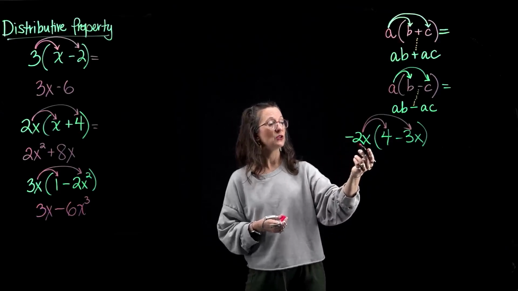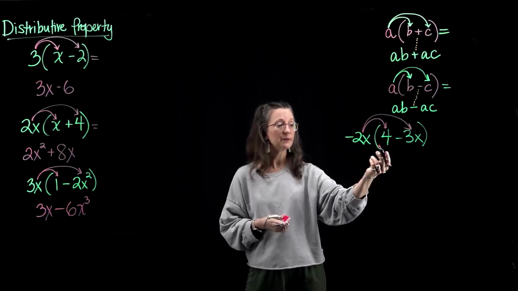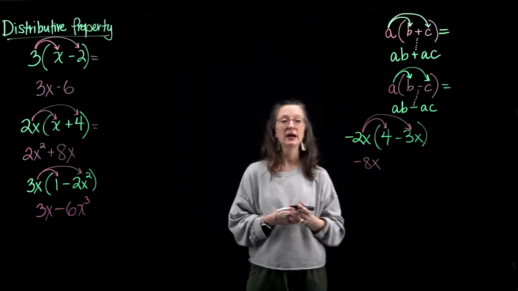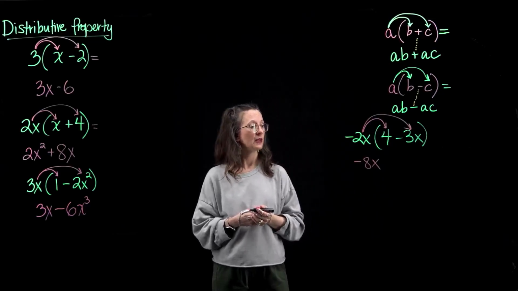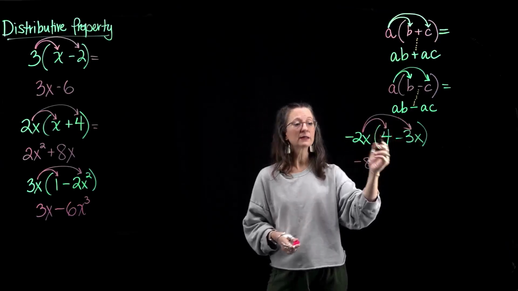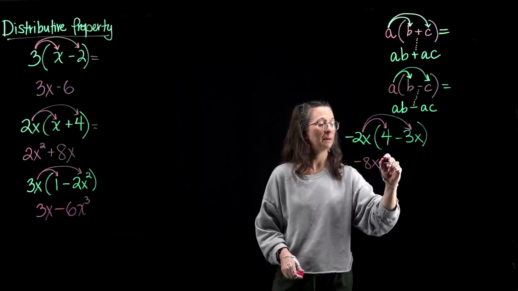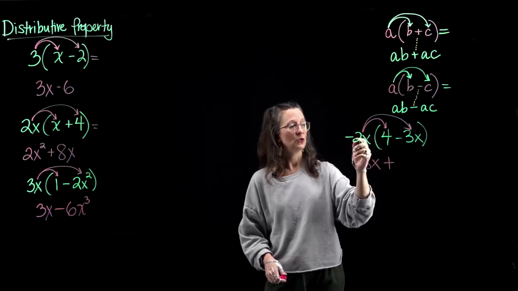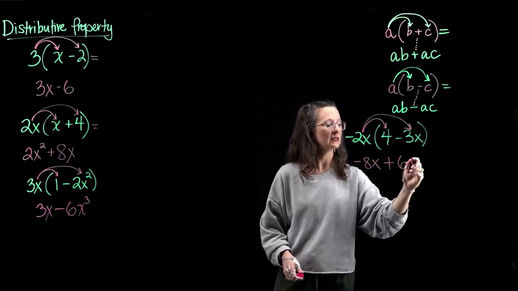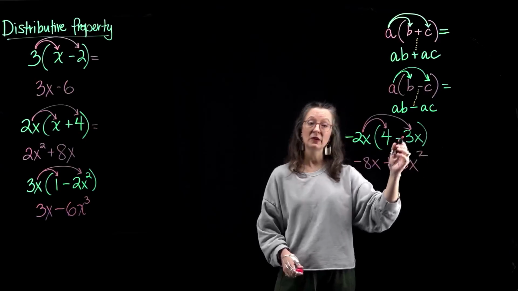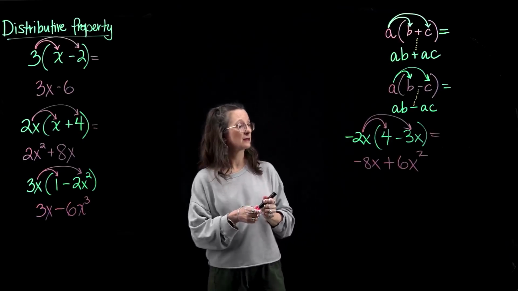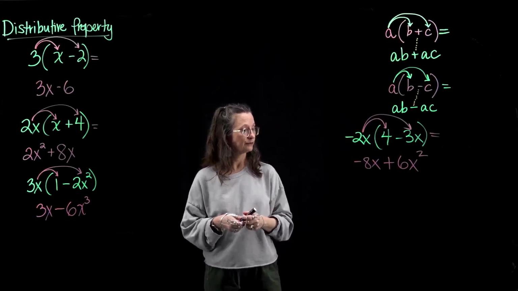So negative 2x times 4, well, that would give me negative 8 times x. Then negative 2x times negative 3x. Negative times a negative gives me a positive. 2 times 3 gives me 6. And x times x is x squared. So my final answer would be negative 8x plus 6x squared. All right?